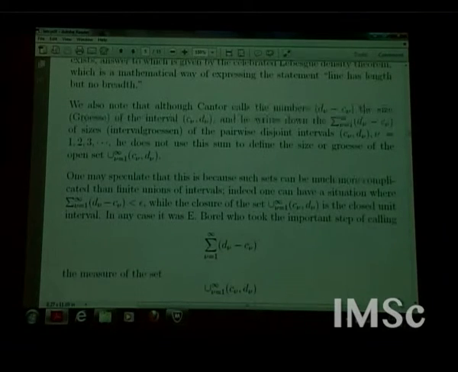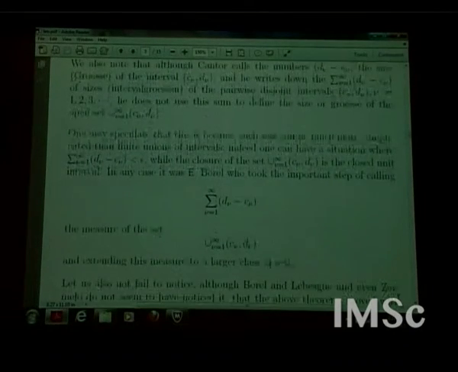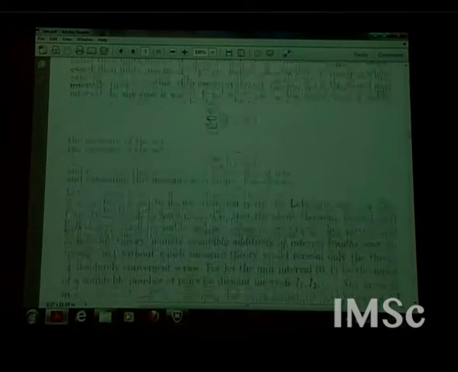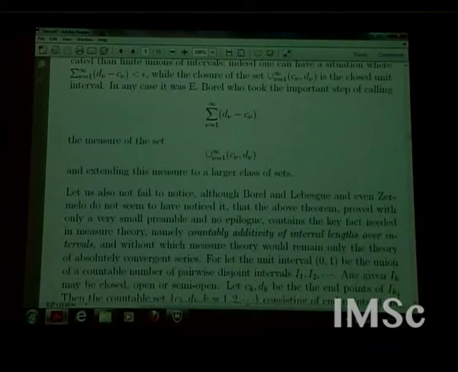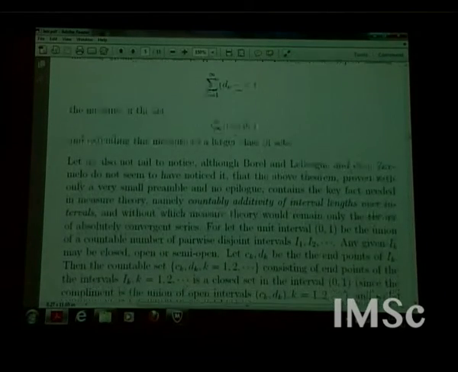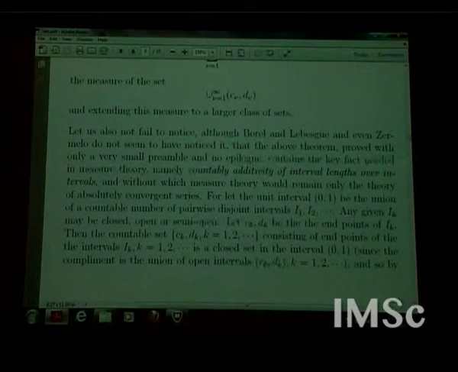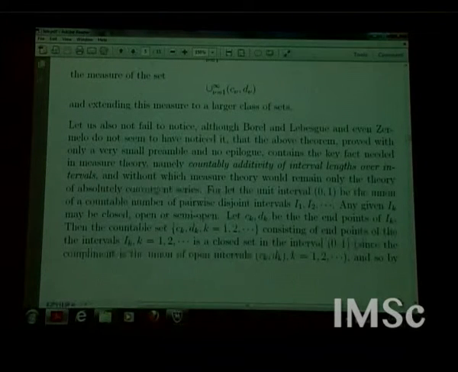Now, one may speculate that this is because such sets can be much more complicated than a finite union of intervals. Indeed, one can have situations where the sum of the lengths of the intervals is less than epsilon, while the closure of the union is the whole interval. So I think this must have bothered them quite a bit, and they hesitated to call it measure. But Borel said that we'll take it as a definition, and this is a sentence I'm proud of.